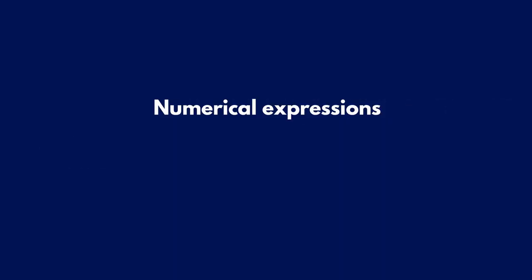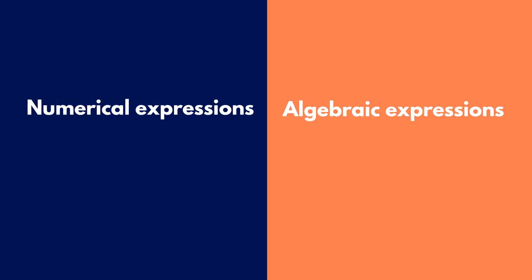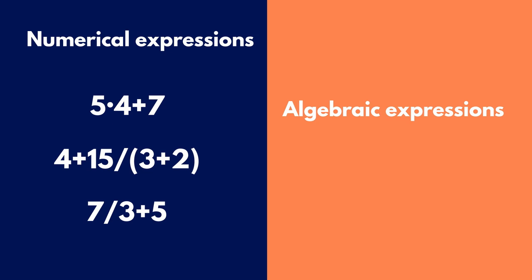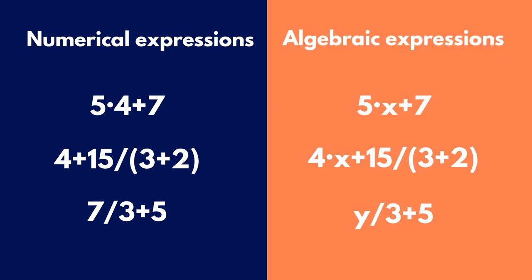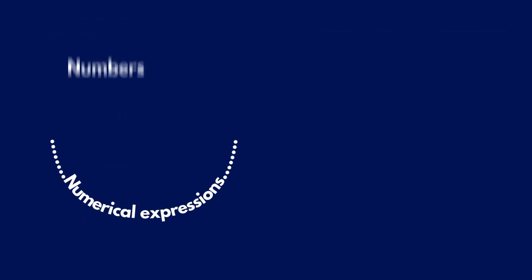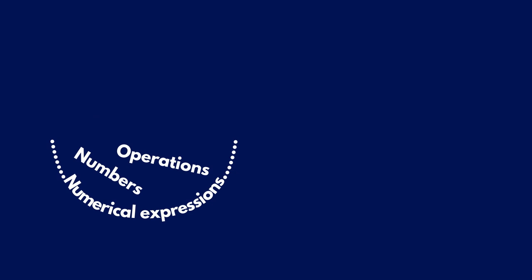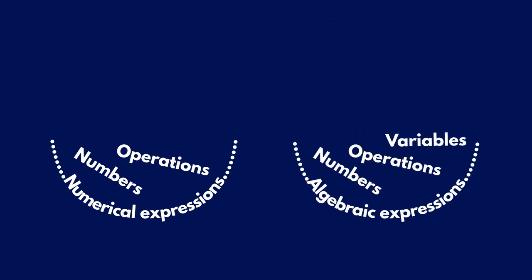But wait a moment. Let's take this a step at a time. First of all, we have numerical expressions and algebraic expressions. Numerical expressions would look like, and algebraic expressions would look like. Numerical expressions just contain numbers and operations, while in algebraic expressions we also need variables. A variable is a symbol, usually a letter, that represents one or more unknown numbers.